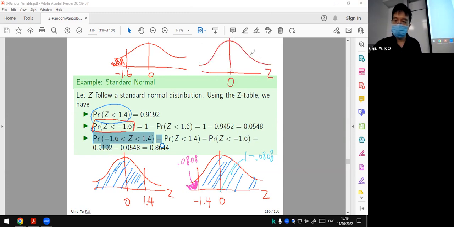The 0, okay? This is 1.4, and this is negative 1.6. So this is the question here. The blue one is the thing they ask, and how to do the calculation. The thing is, we can calculate the orange or the red one, which has been done in the second one.